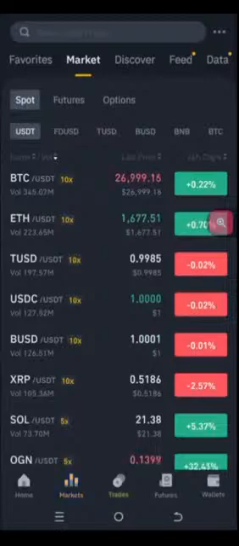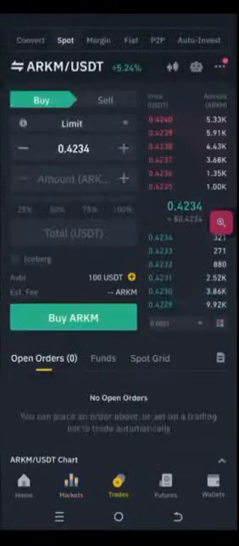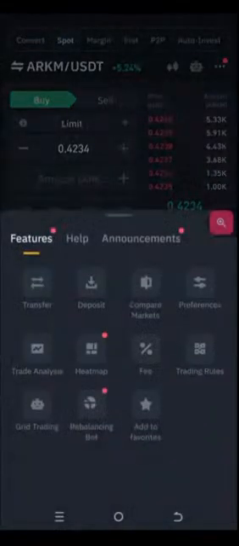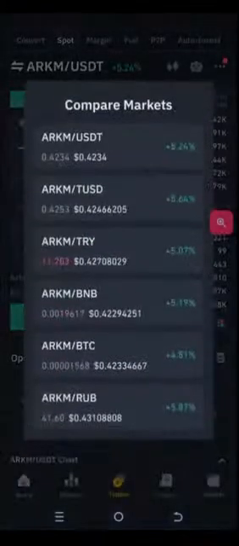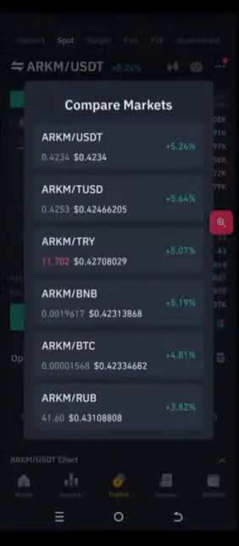So if I go to my spot trading section here and I click on the 3 dots, it will bring out a couple of things, and under it you will see compare market. Now, depending on the version that you have, it might be a little different. This is the updated version, right? So if you don't update your own app, you might not see it exactly like this, but definitely you will see compare market somewhere along the line.